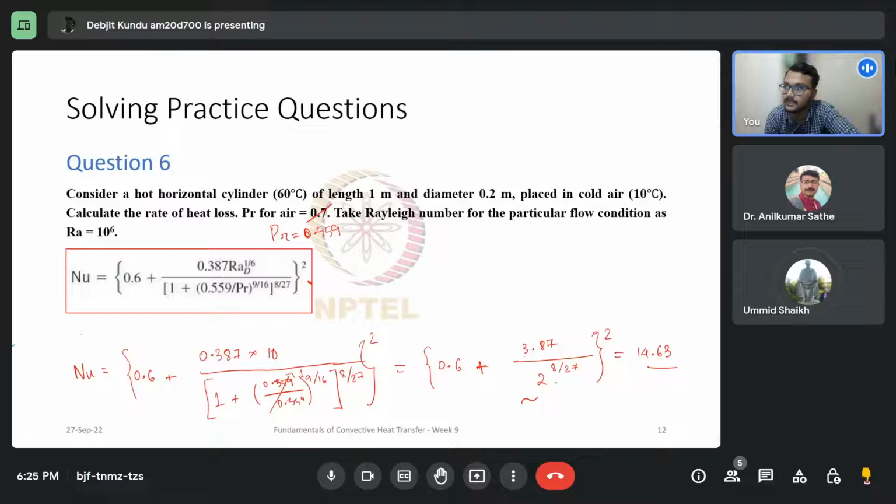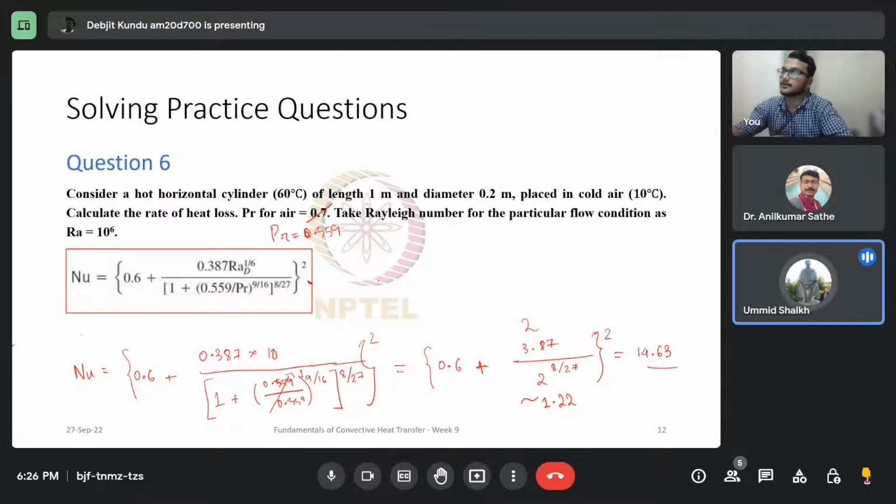Can you please tell me what 2 to the power 8 by 27 is? It is 1.22. So this would be roughly 2.6 square. It would be a bit more than 2. Okay, so this checks out. At least the order of magnitude is the same. So we have the Nusselt number to be equal to 14.63.